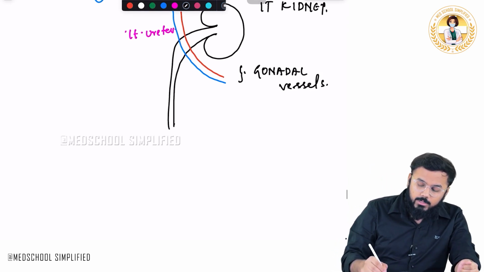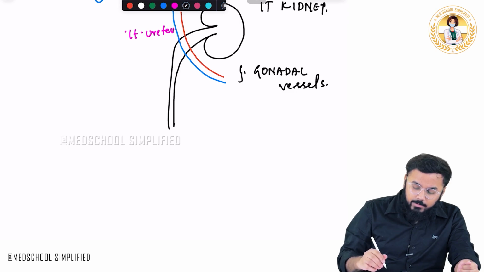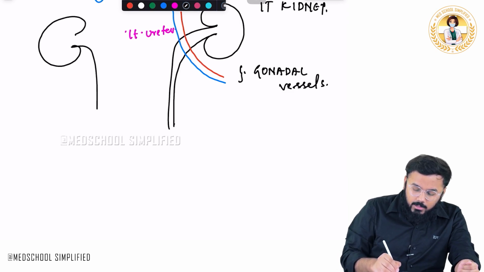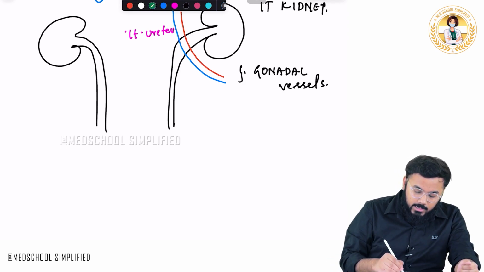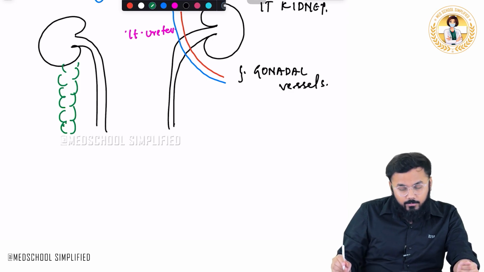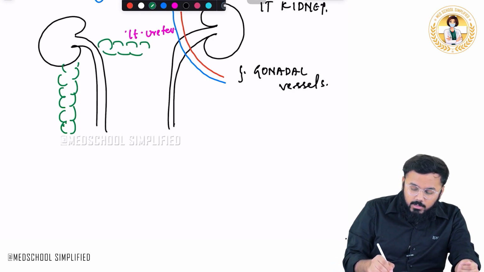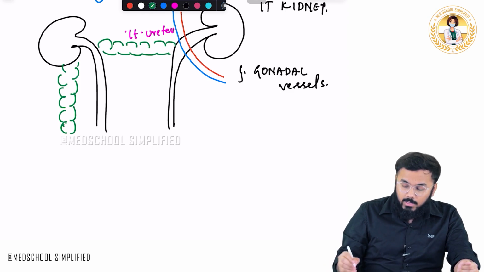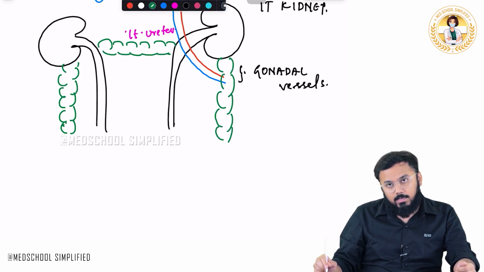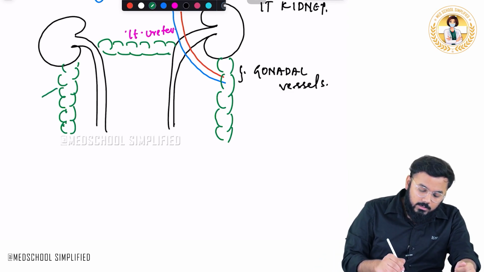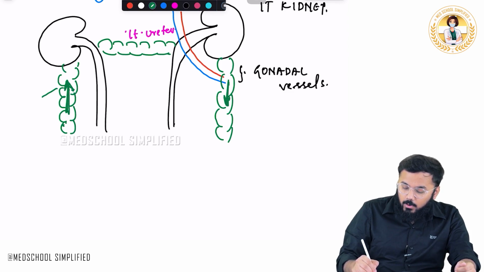After these gonadal vessels, what is the next important thing you need to know? For example, here I am drawing the right ureter like this. The colon which you have over here is called your ascending colon. The colon over here is called your transverse colon. In the same way, the colon over here is called your descending colon. The ascending colon is going up like this, and the descending colon is going down like this.